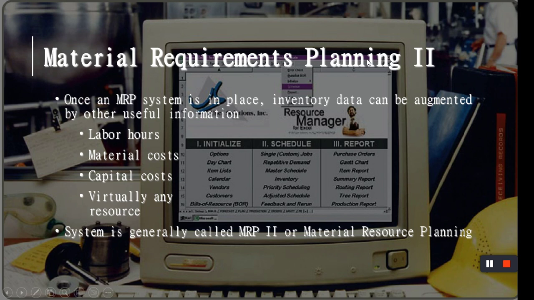So MRP 2 is sometimes referred to as material resource planning. So if you use the term material resource planning, you do not need to place the number 2 anymore. But if you are to use material requirements planning, you need to put the number 2. Because in material requirements planning, we have the first version and the second version. If you want to omit this, you can refer to this one as material resource planning.